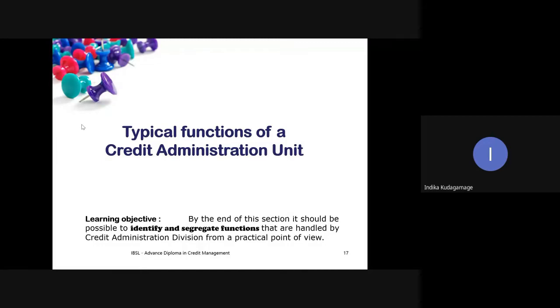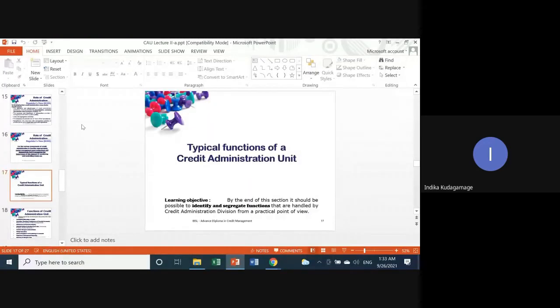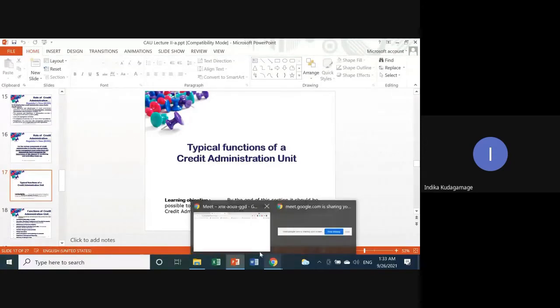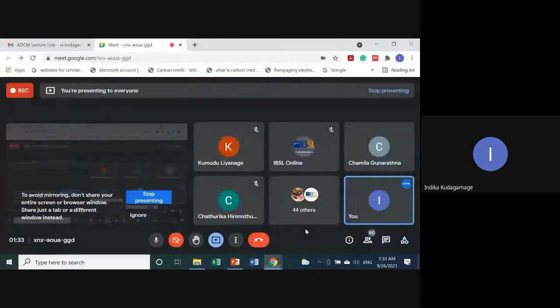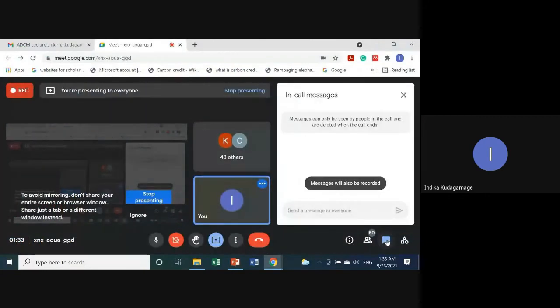Before going there, any questions you have? Do you have any questions? I'm taking you through the credit admin function and how the BCBS thinks on that, and even the CBSL thinks on a credit admin function. How to develop a credit admin function within the bank.